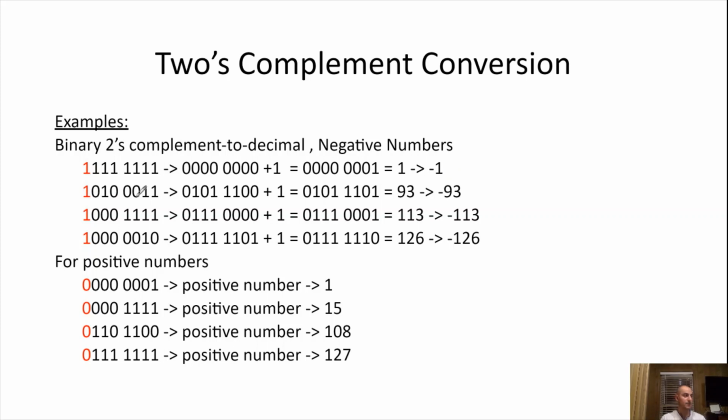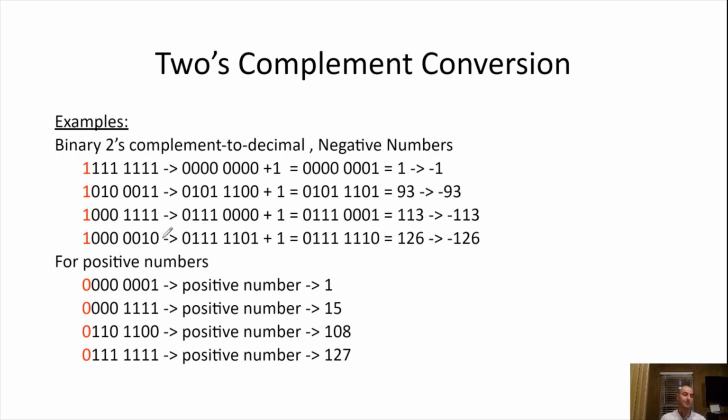Then I look at this one. It's a negative number, so flip, add 1. I'm going to get this. So we calculate the value, powers of 2, adding them, we get 93. We know that it was a negative number to begin with, so we add the sign back.